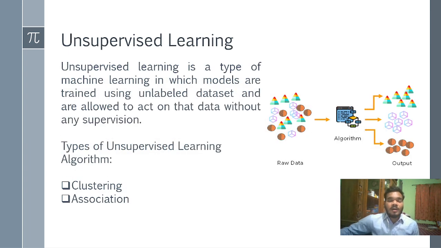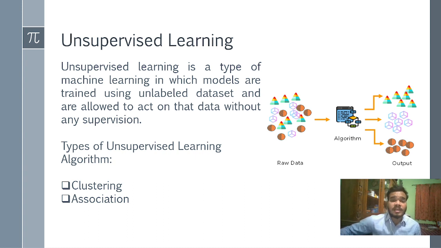Unsupervised learning. What is unsupervised learning? Unsupervised learning is the opposite of supervised learning. Here we are not giving the machine any kinds of labeled data. The machine is learning from the data itself.